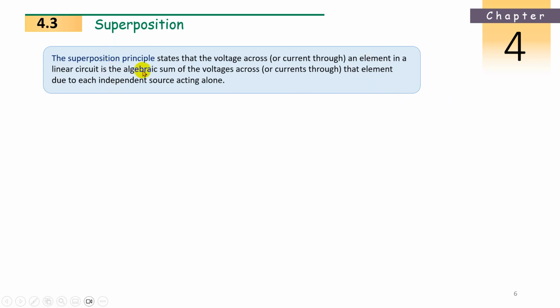So linear circuit means what? It must satisfy homogeneity and additivity. These two, it must satisfy linearity. So in a linear circuit, it is the algebraic sum of the voltages across or the currents through the element, due to each independent source acting alone.